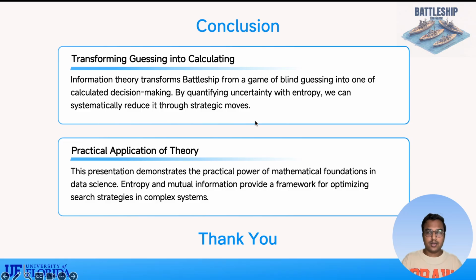So finally, in conclusion, this project shows how we can transform Battleship from a game of blind guessing into a process of calculation. By strictly defining our state space and using entropy as a guide, the computer doesn't need luck. It simply asks the question that provides the most mutual information. This is a direct application of the theory we learned in class. It demonstrates that entropy is not just a theoretical concept. It is a tool we can use to optimize search strategies in complex systems.